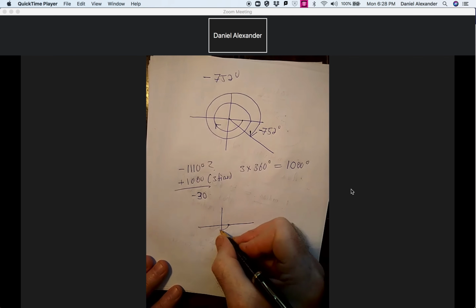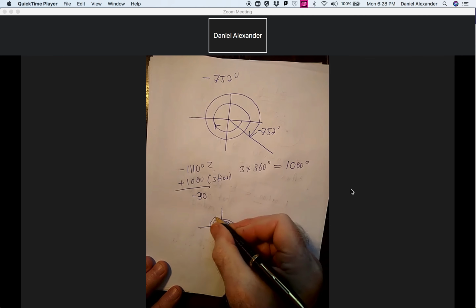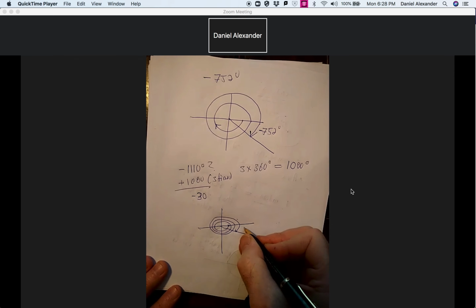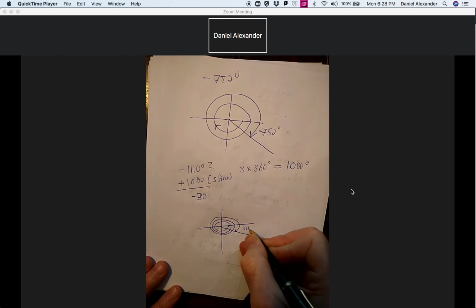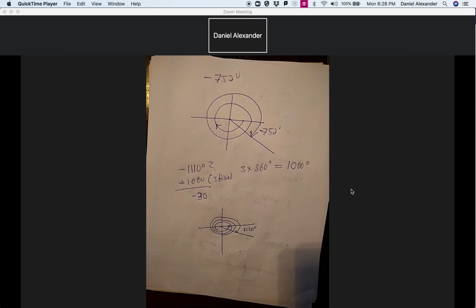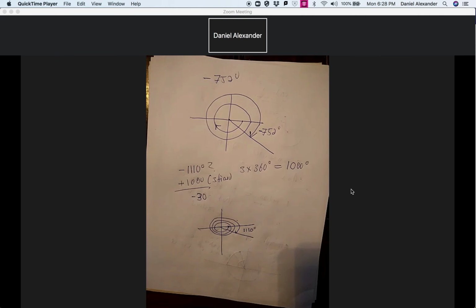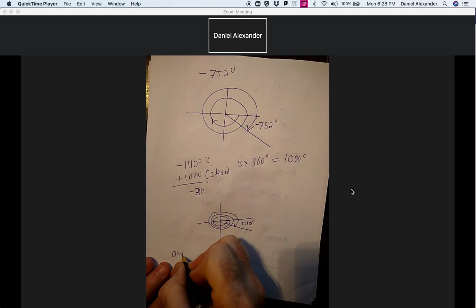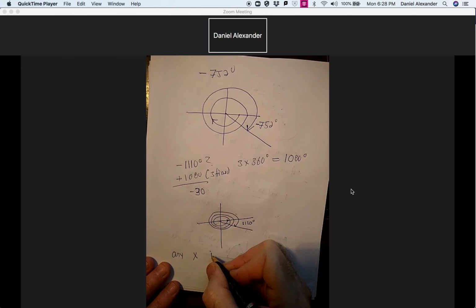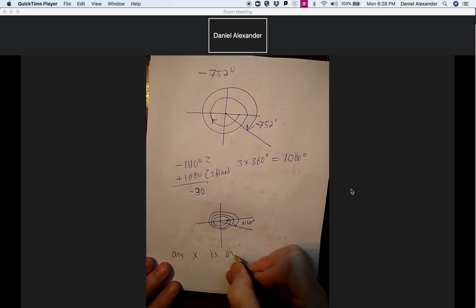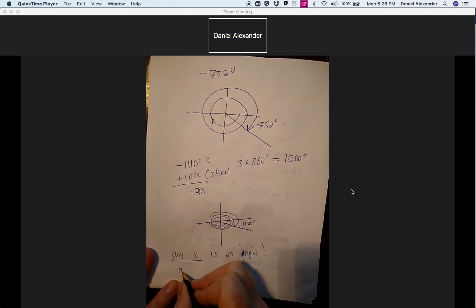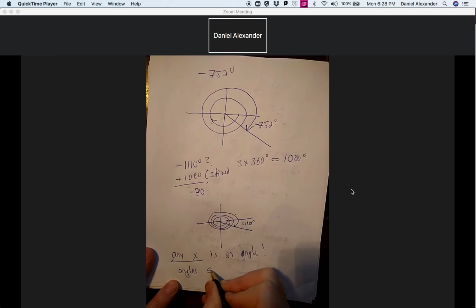So I go around once, twice, three times, and then another 30 degrees. That angle is going to be 1,110 degrees. Okay. So again, because of this, if I take any real number, I can think of any x as an angle. No restrictions.